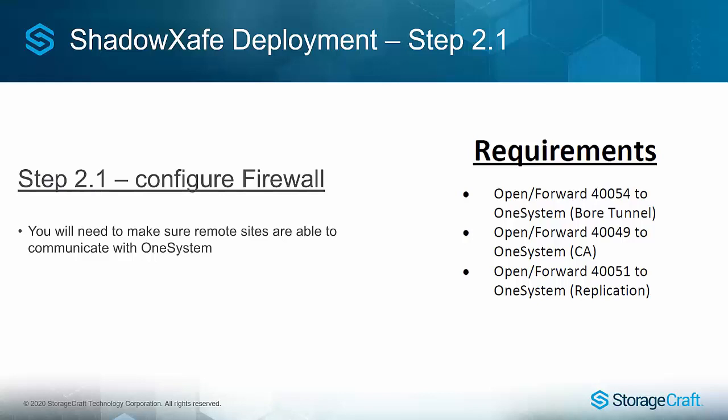Now, for any sites, or if it's coming to your office or data center to where OneSystem is that you want to do replication to, those sites will need to have these following two ports enabled. 40049, this is the certificate authority that needs to be open for replication to work, as well as TCP 40051. So those two ports there I've listed are required to replicate if you want to replicate into a particular site. So that's what you'll need to do on the firewall.